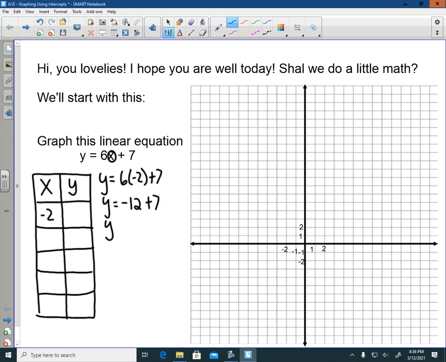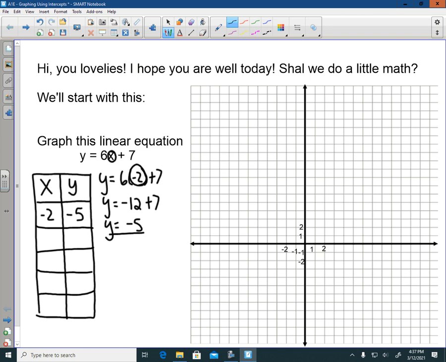And then y is going to equal -12 plus 7. So if we're out at -12, we're going to go in the positive direction 7 places. So -12 plus 7, we get to -5. So when x is -2, y is -5. And so we could fill this in right here.